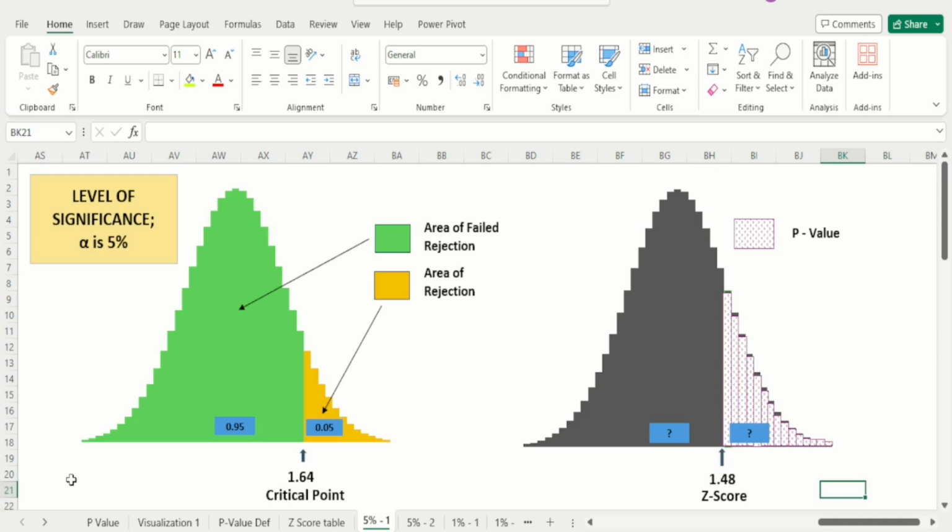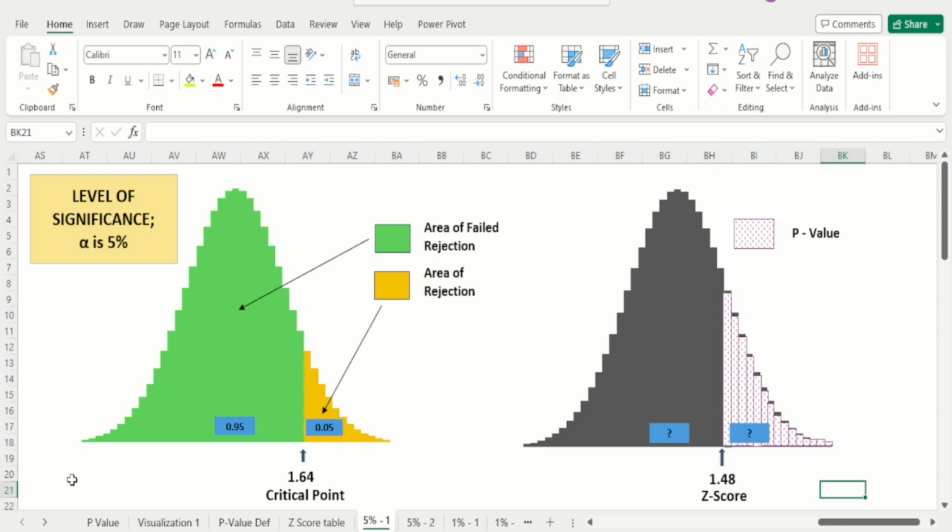So now, continuing with that concept, let's say you select a sample randomly, and once you select a sample randomly, let's say you calculate a z-score. Now it so happens that your z-score turns out to be 1.48. Now look at the graph that you have on the right hand side. What you'll see is that the entire area marked to the right of 1.48 has been shaded with a pattern.